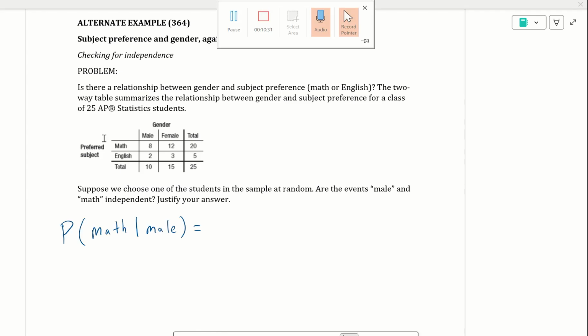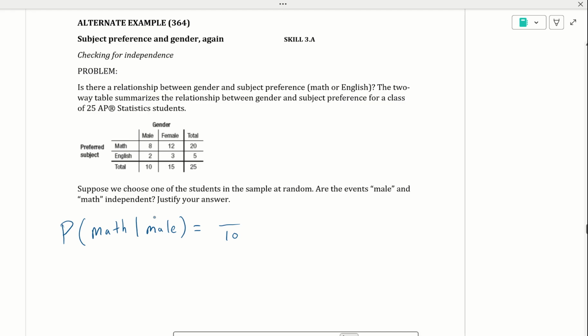So the probability of a student preferring math, given that they are male, well, we have 10 males. That's going to be our denominator, right? We're looking right here in that column. 8 of the males prefer math, so 8 out of 10, that's 0.8. Let's compare that to the probability of a student enjoying math if they are not a male, the complement of male, that'd be female.